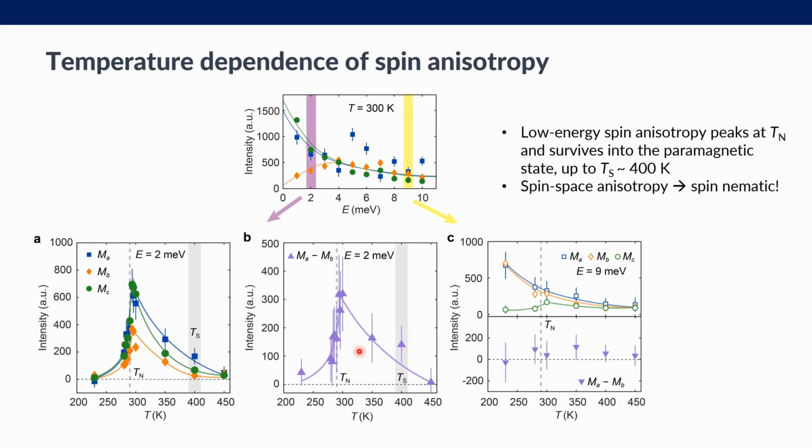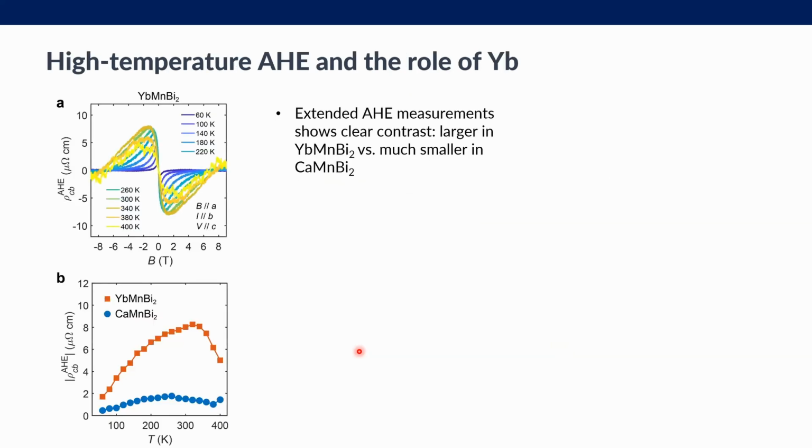And another question is whether this spin nematic phase can be related to the anomalous Hall effect. To address this, we first extended the anomalous Hall effect measurements all the way up to 400 Kelvin. You can see for the ytterbium compound, the anomalous Hall effect onsets almost at the same temperature as the spin nematic, and they both peak around TN, and then gradually get suppressed below TN. In contrast, the anomalous Hall effect in the calcium compound is much weaker, about one order of magnitude weaker.